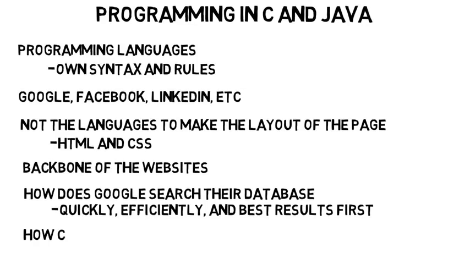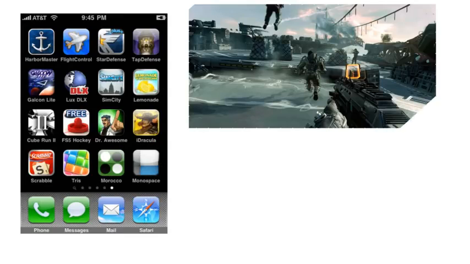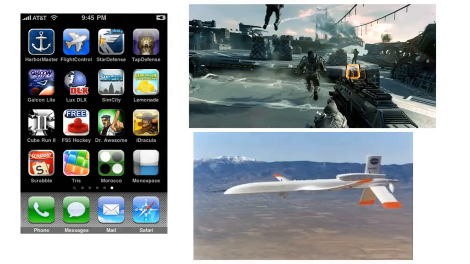Or how can Pandora guess songs you'll like based on what you've listened to or rated, and so on? These are what programming languages accomplish. Programming is what makes apps, video games, and even instructs things like unmanned aircrafts and satellites. But you'll start from the very beginning if you've never coded before.